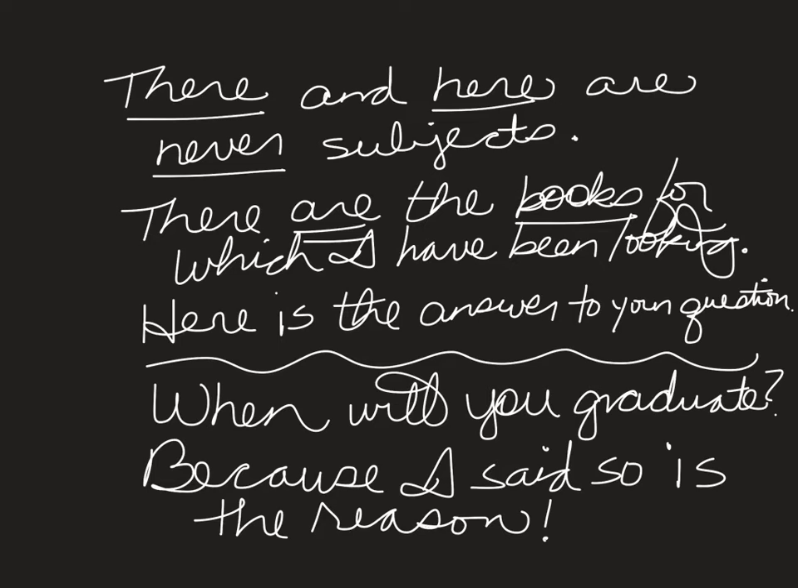Here are examples. There are the books for which I have been looking. There is not your subject. Who or what are? Books are. Books are there. Okay? Books is plural, are is plural. Another one. Here is the answer to your question. Again, here is never a subject. Flip the order. The answer to your question is here. Answer is your subject, it is singular, and is is the verb that goes with it. Okay?